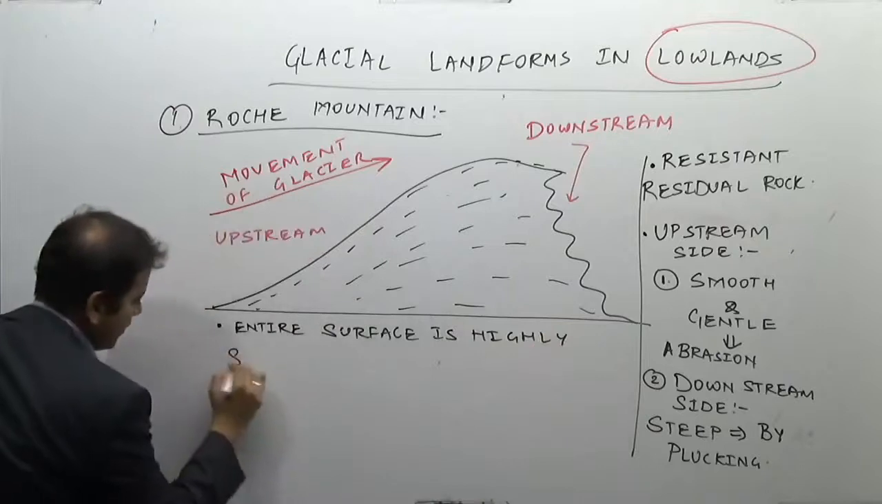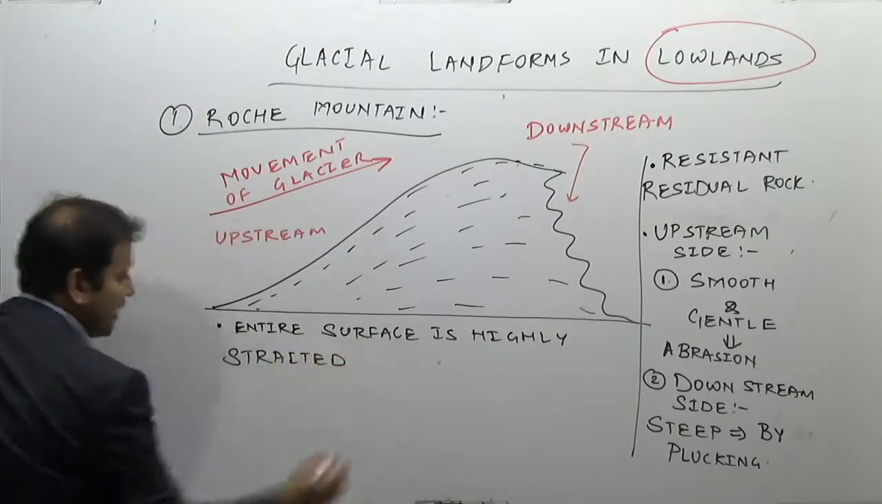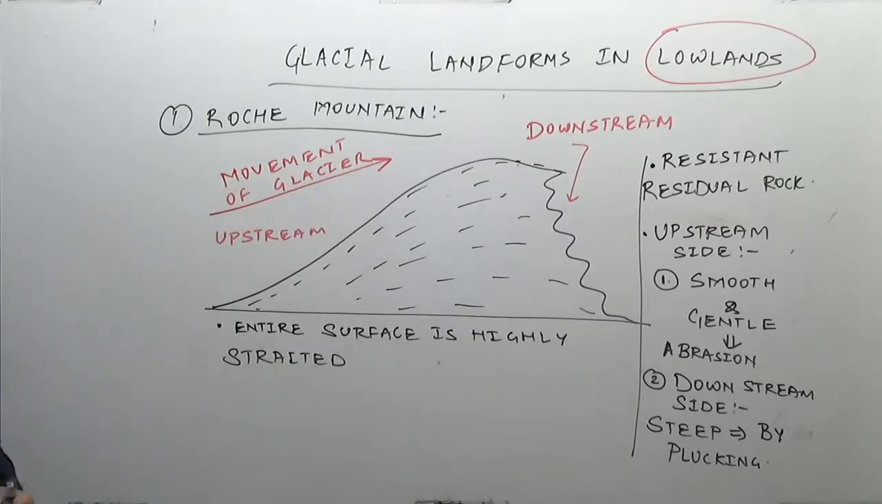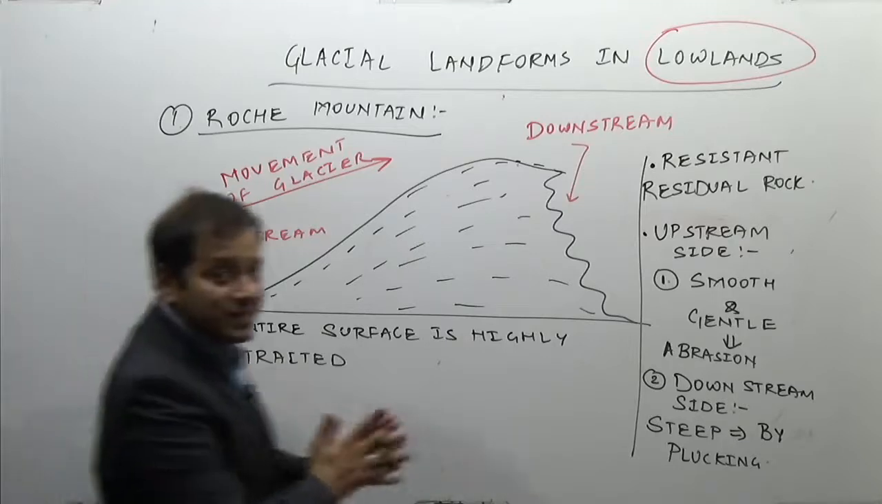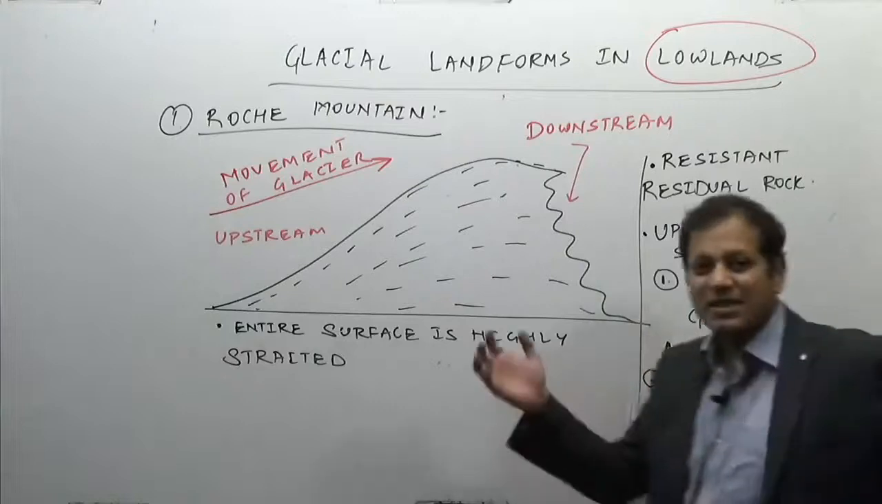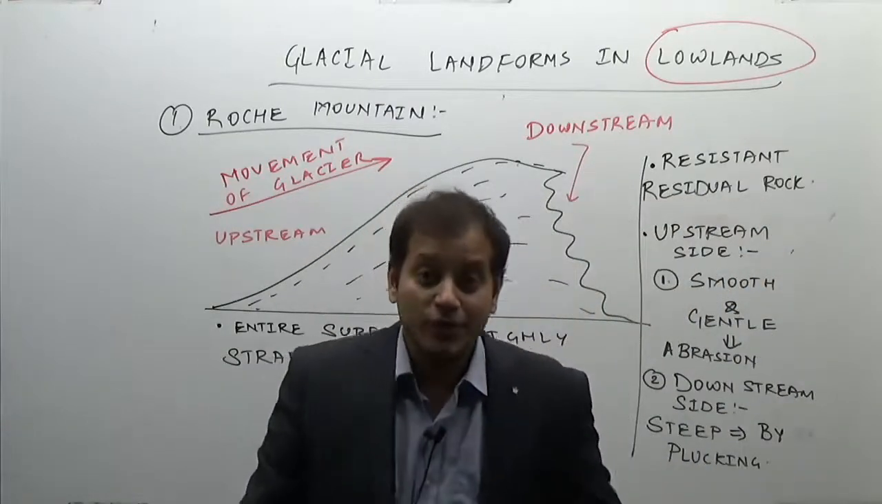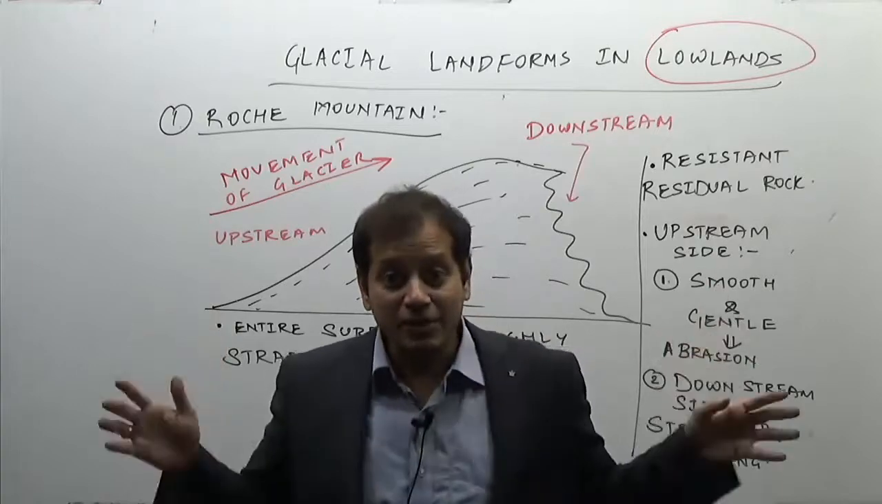Highly striated, or we can say highly scratched, gives rise to a Roche moutonnée kind of topography. So this is one kind of erosional feature. It is a residual rock. What is a residual rock? An individual rock which cannot be eroded for a longer time. It is a residual rock.